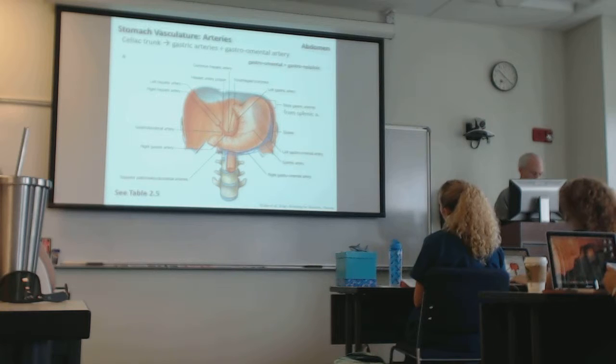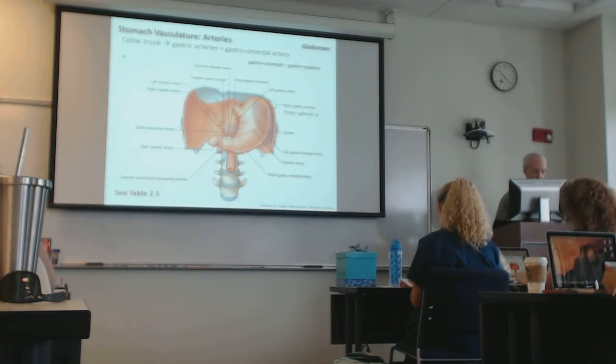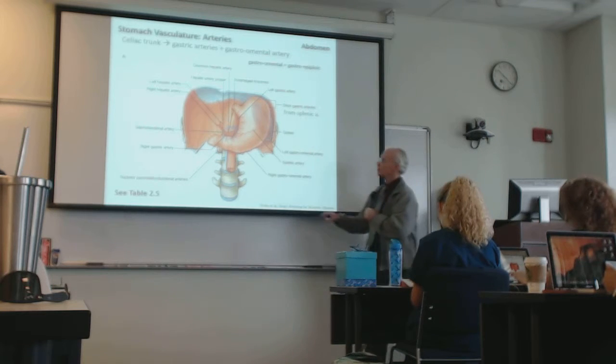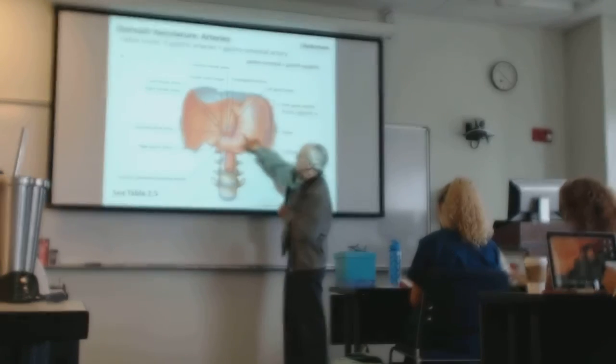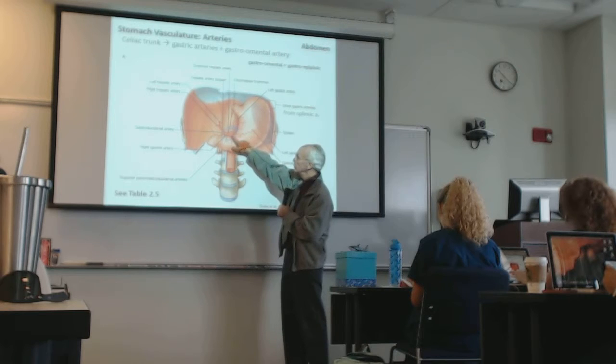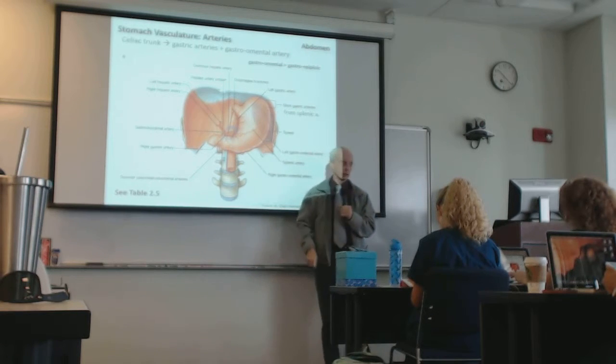And then what is not very clear is that there are similarly named arteries over here, here's the splenic artery, that arise from that splenic artery. But for our purposes, just be aware that most of the blood supply to the stomach arises from the celiac trunk directly or from branches of the splenic artery, which also arises from the celiac trunk.